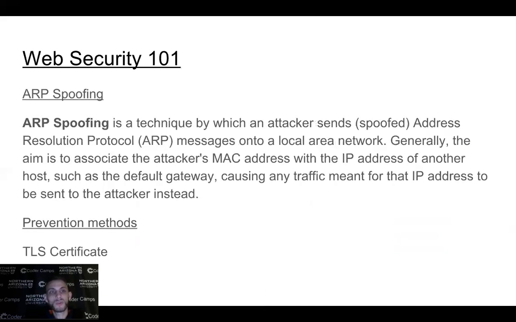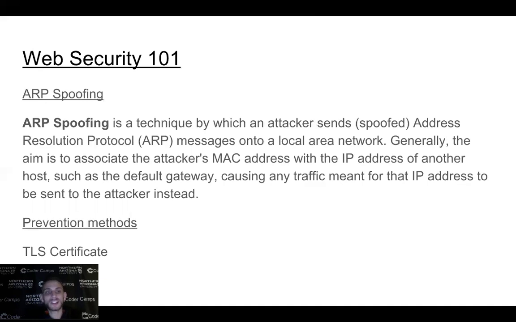Moving forward, let's talk about another kind of attack called ARP spoofing. ARP spoofing is a technique by which an attacker sends a spoofed Address Resolution Protocol message into a local area network. Generally the aim is to associate the attacker's MAC address with the IP address of another host, such as the default gateway, causing any traffic meant for that IP address to be sent to the attacker instead.